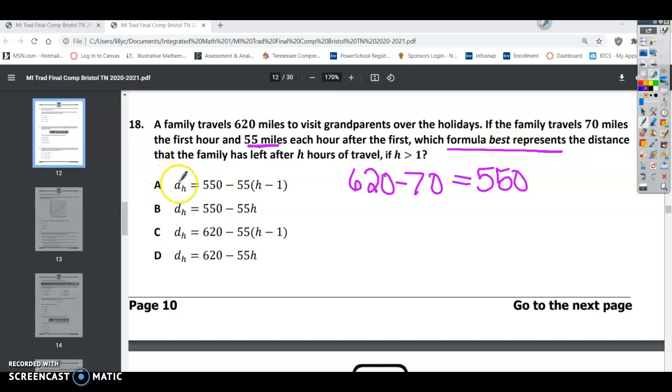All right, so the distance traveled after h hours, that's what our d of h represents, equals, well, 620 means that they're all at a constant rate, and we know that the first hour they went 70 miles an hour instead of 55 miles an hour. So we can eliminate the first two just based on the 620. All right, so we've got 550 miles minus 55 miles per hour minus the first hour, because we did 70 miles the first hour. So the best formula here for this scenario is A. So number 18 is A.